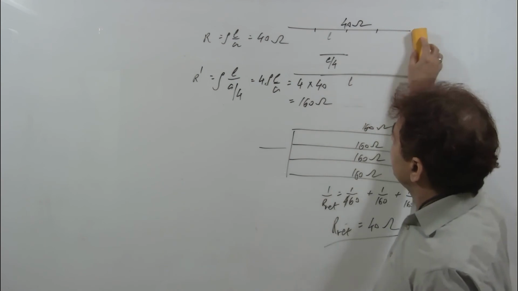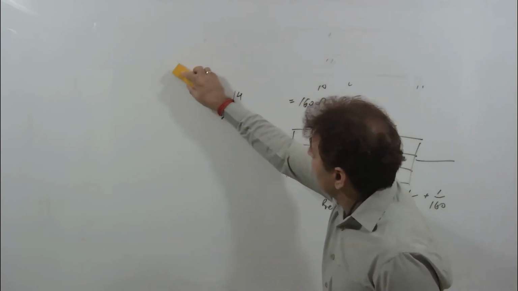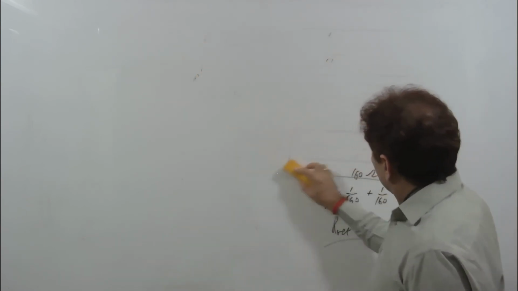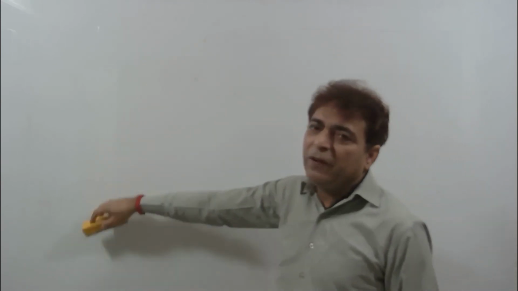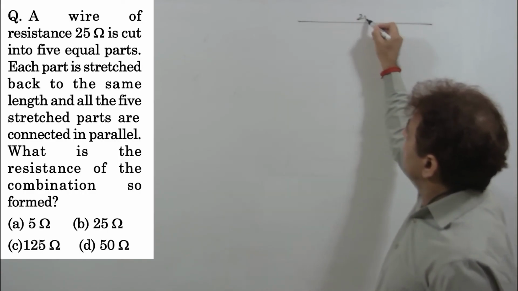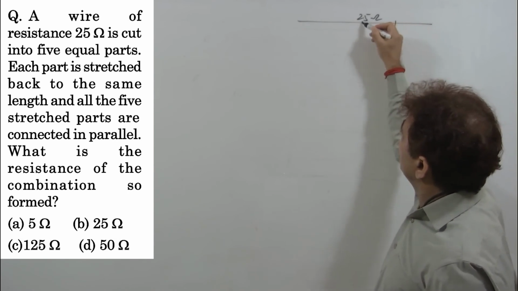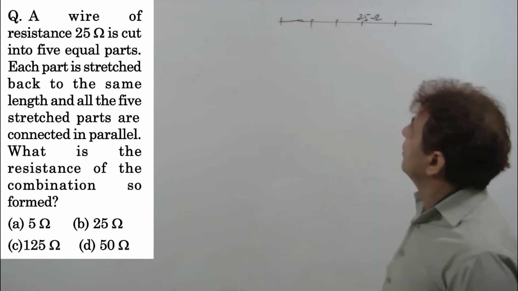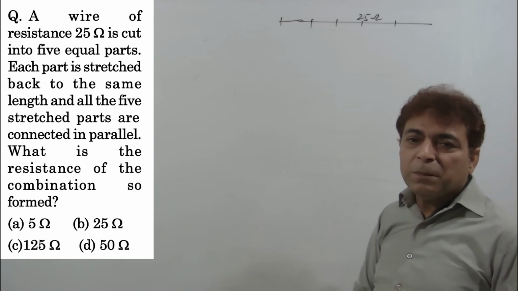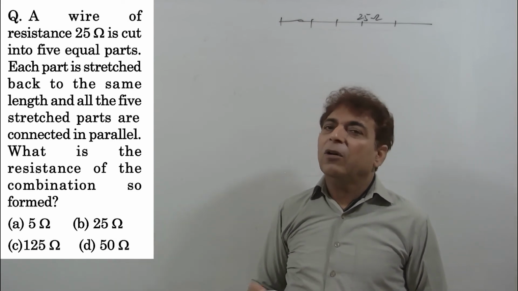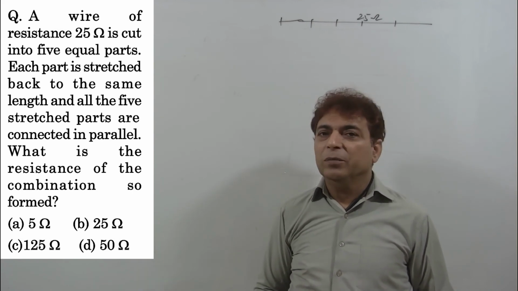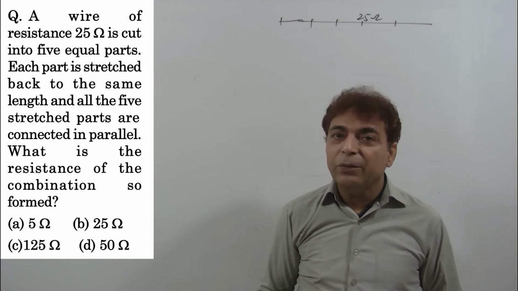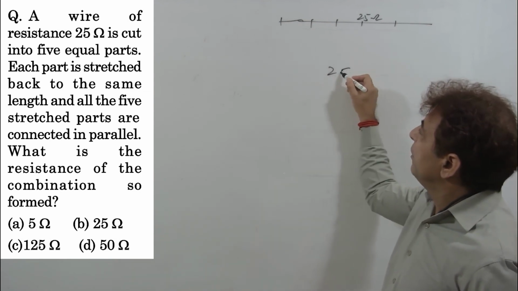Before we end up, जल्दी से एक और question. Last. It says a wire of resistance 25 ohms is cut into 5 equal parts. Now each part is stretched back to the same length and all the stretched parts are connected in parallel. What's the resistance of the combination so formed? Direct answer. पहले कितना था? 25. Still the answer will be 25.